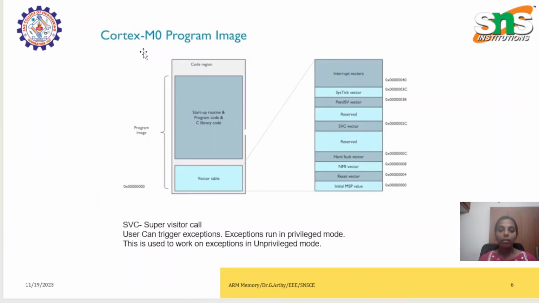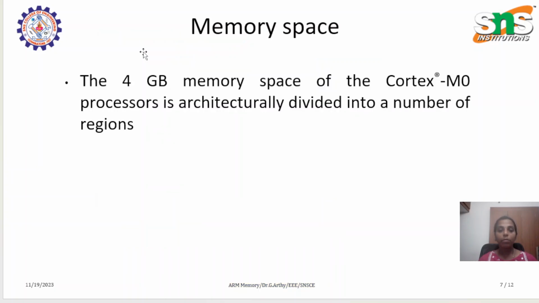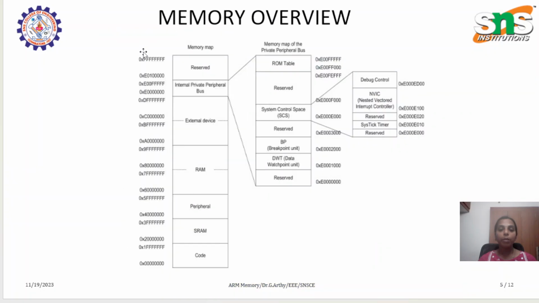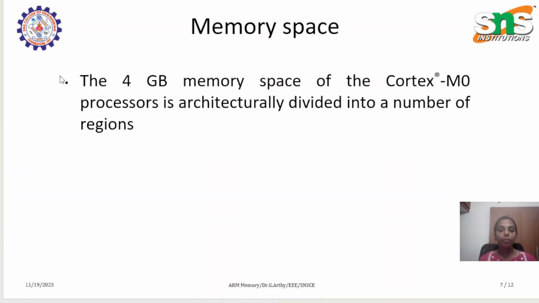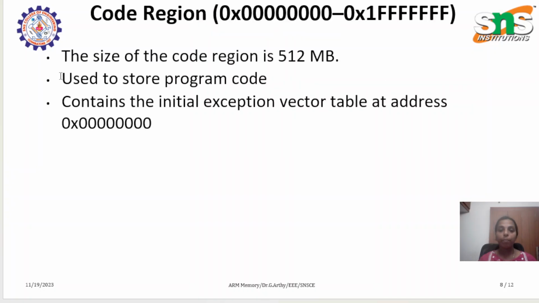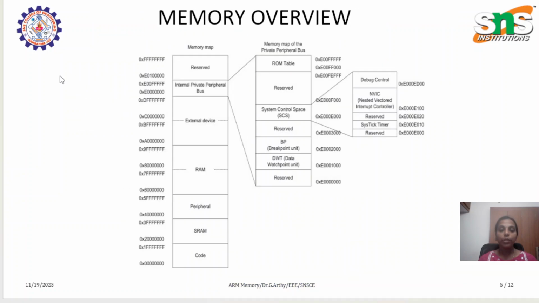And this is a part of that memory which was being used. If you see all these zeros to all these F's together, the space is 4 GB. So the memory space for an ARM Cortex-M0 is 4 GB. Now let us look into every region separately. First the code region, then we'll look into the SRAM region.